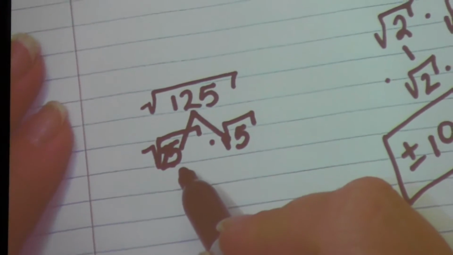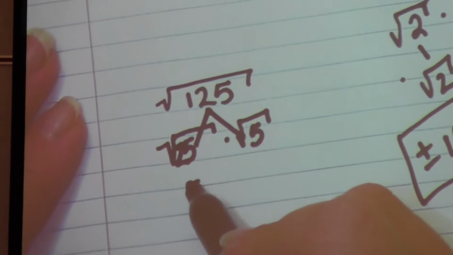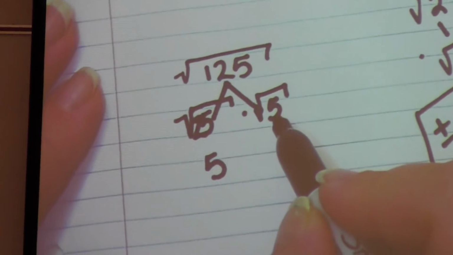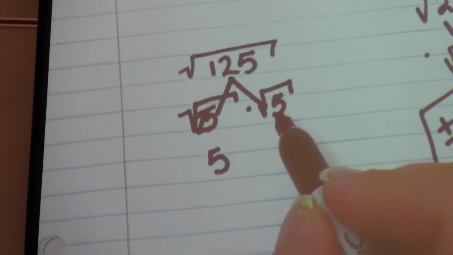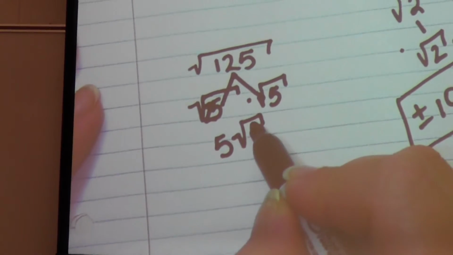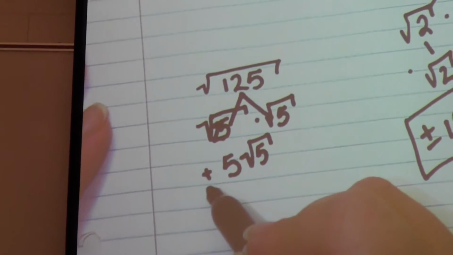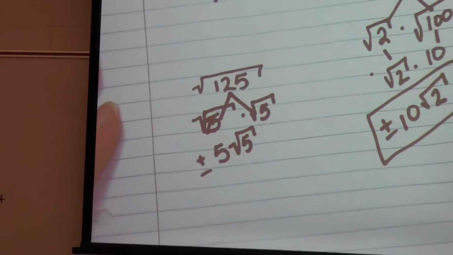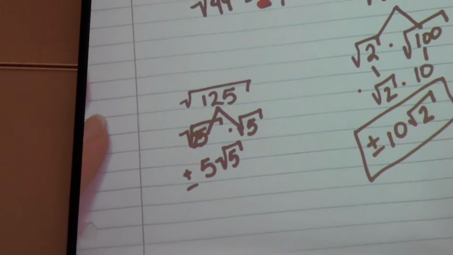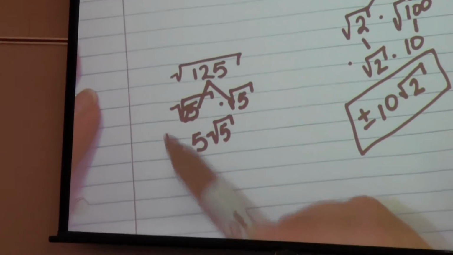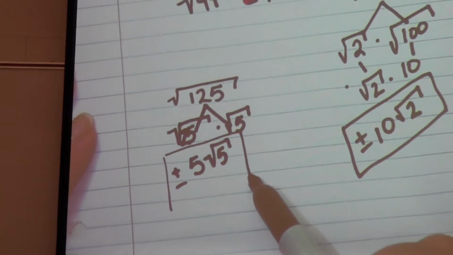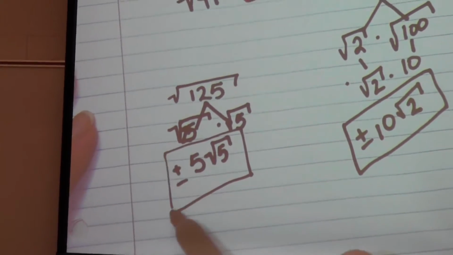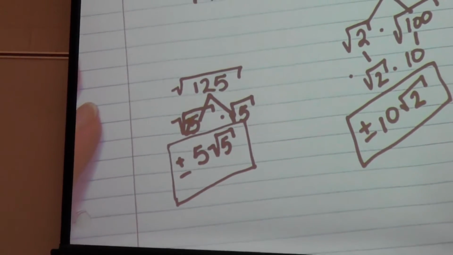What is the square root of 25? 5. Do we know the square root of 5 itself? No. So we're going to leave that, the square root of 5, and I just want you to really get in the habit of writing that plus and minus out front. Sometimes we'll only care about the plus one. There are going to be times when we want two answers, and the only way we're going to have two answers is if we have one answer that's a positive and one that's a negative.